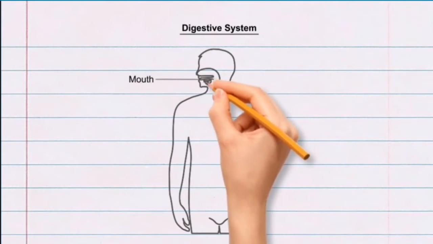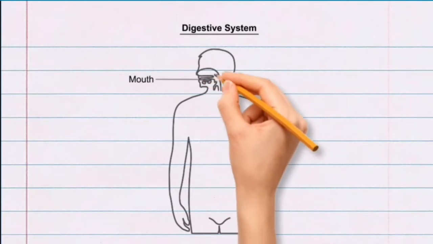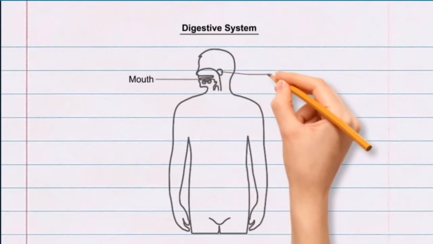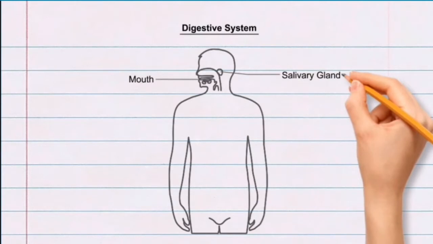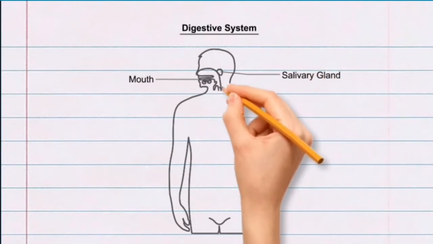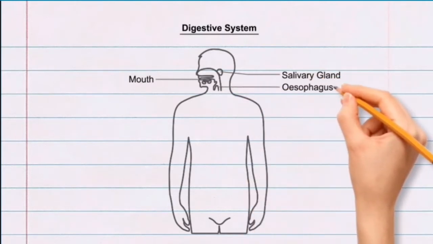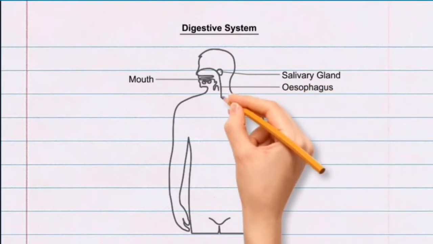Start drawing the tube from the mouth and bend it downwards to enter the throat area. Draw a small loop at the bend and label it as salivary gland. The tube bends downwards to the throat. Label it as the esophagus in the throat area.